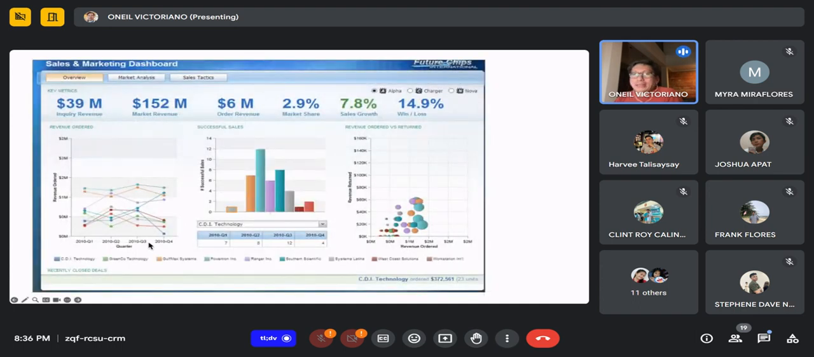So again, the main idea for different BI tools like Power BI for Microsoft, Tableau, Google Looker, like Excel dashboarding, is to be able to get or to put on reports different visuals. So this is an example of a dashboard.